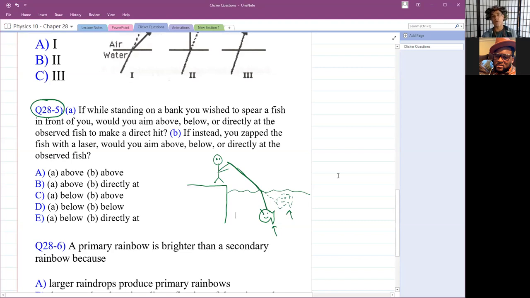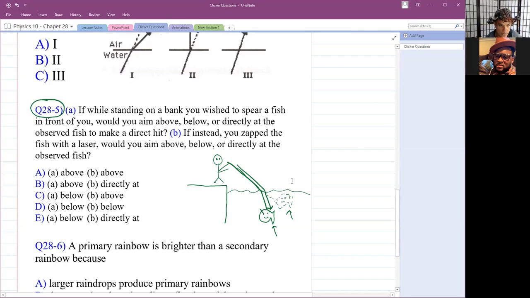And so if I were to shoot the fish where I see the fish with a laser beam, so I see the fish here and I shoot it with a laser beam, then once that laser beam hits the water, it's going to bend sort of in the opposite way it was bending in going from water to air. So if I point the laser beam where I see the fish, it will hit it because it'll bend in the opposite way.